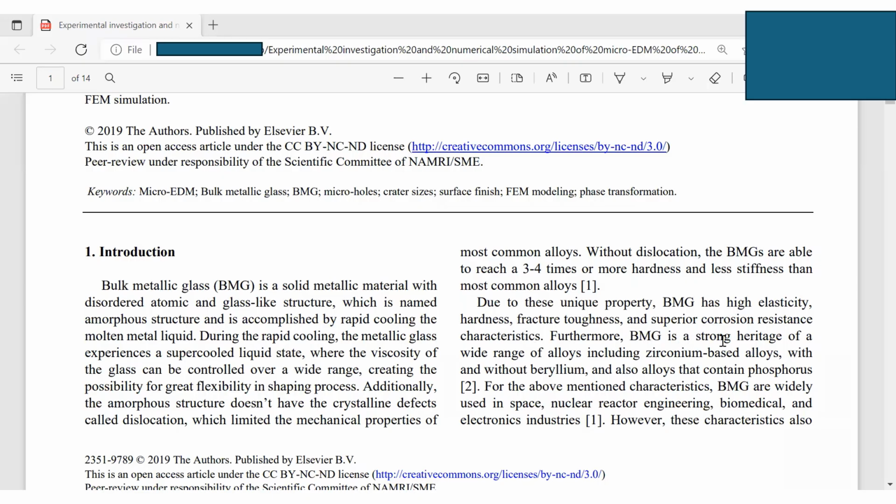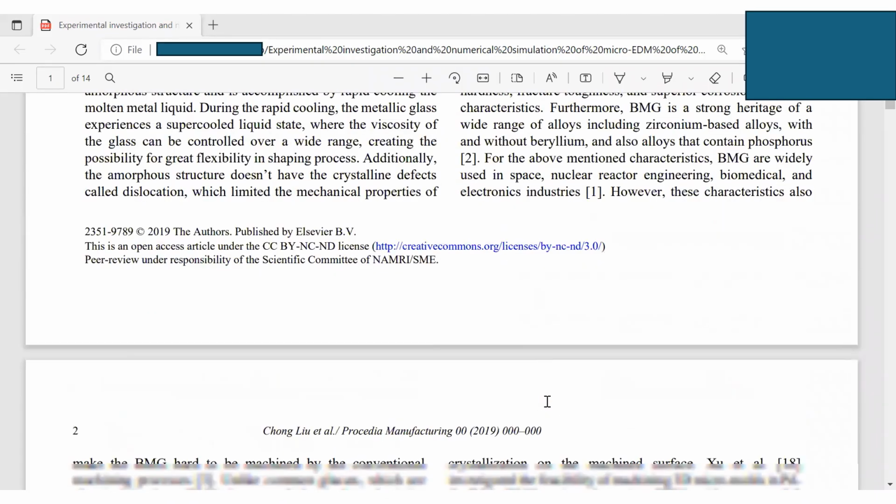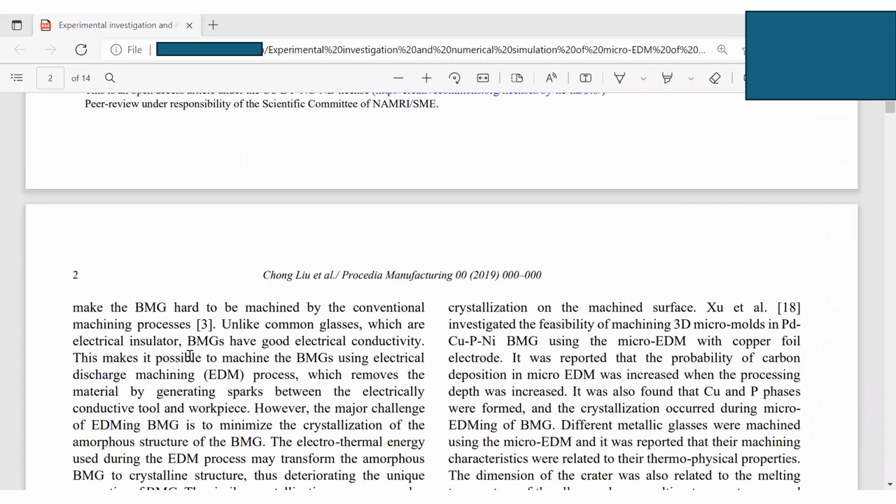Also, BMG comes from a wide range of alloys, including zirconium-based alloys, with and without beryllium, and also alloys that contain phosphorus. For the above-mentioned characteristics, BMGs are widely used in applications in space, nuclear reactor engineering, biomedical, along with the electronic industry. Right? However, these characteristics also make BMGs hard to machine by conventional machining processes.